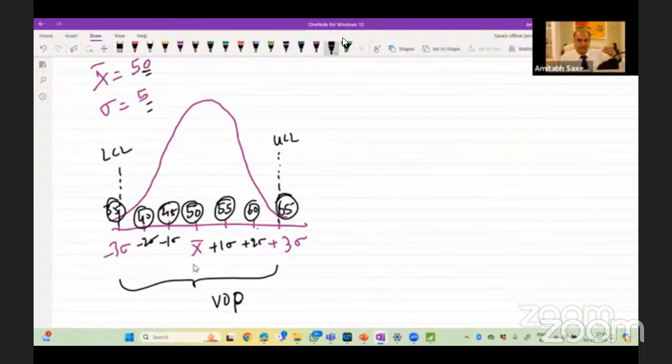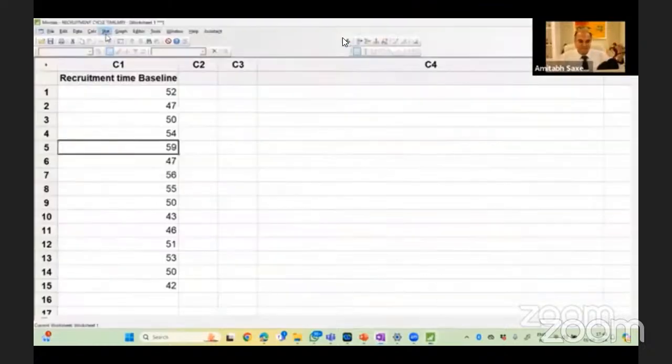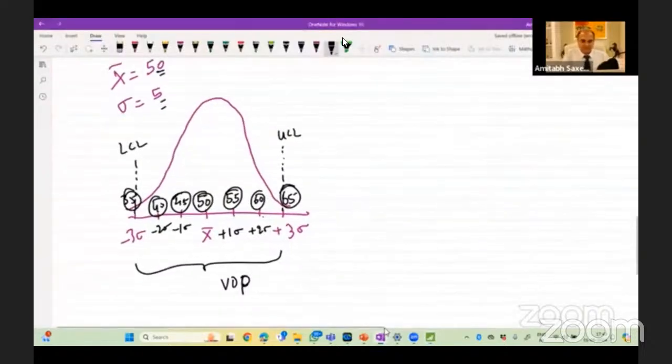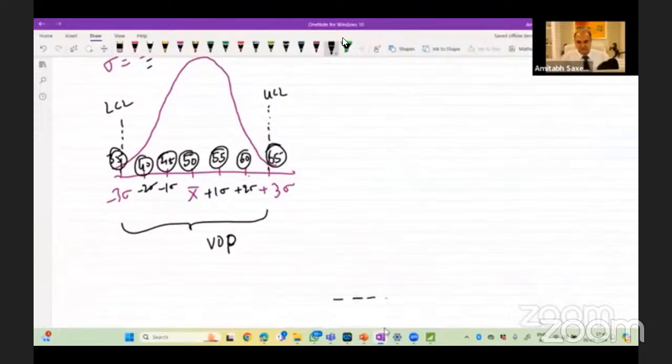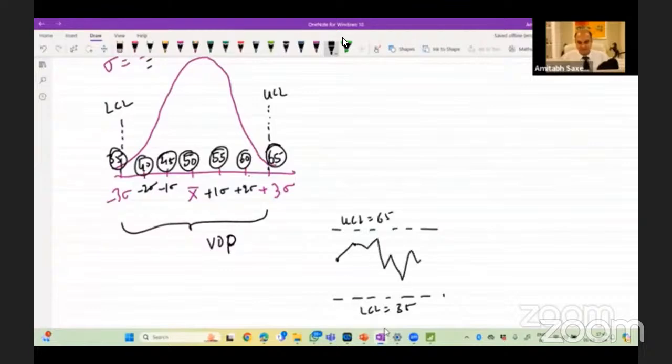Now, I just approximated standard deviation as 5. But if I ask Minitab to make my control chart, we call this a control chart. If I do this as a chart, I have a lower control limit of 35 and an upper control limit of 65. It means all of my recruitments will be between 35 and 65. They will keep varying. Sometimes I'll be able to recruit in 40 days, sometimes in 60 days. So this is what my initial data is telling me.